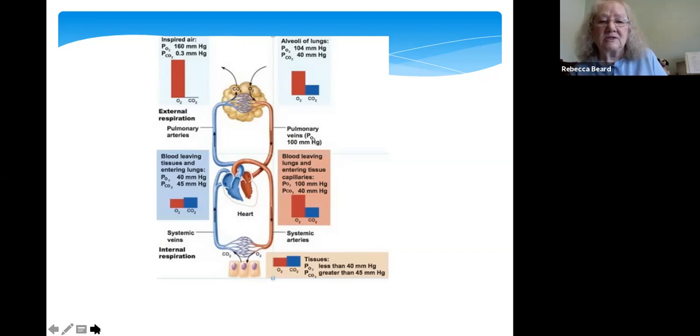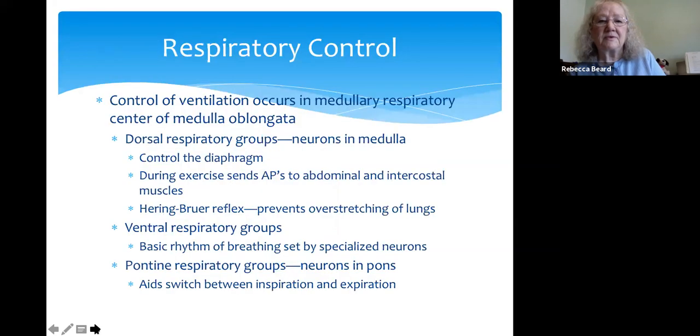It's also why when you get down to the tissues, and there are these tissues that are very needy of the oxygen, the oxygen is going to leave the bloodstream and go to the tissues, and the carbon dioxide is going to leave the tissues and go to the bloodstream. It's all because of diffusion. Okay, is everybody clear on that?